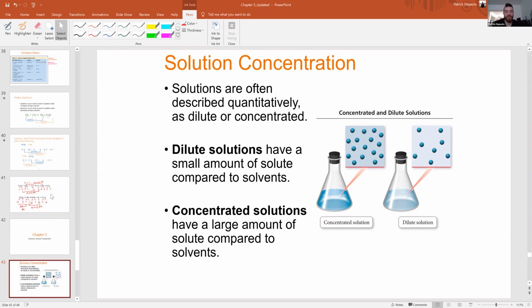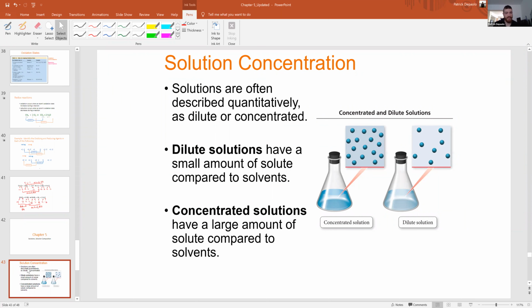And there are ways to quantify concentration. We're going to learn about concentration and molarity today in the next slide. The formula will be on the last slide, but basically what dilutions are is we're taking a concentrated solution and we're adding more solvent, meaning the volume gets bigger, the amount of solute stays the same, and we have a lower concentration.